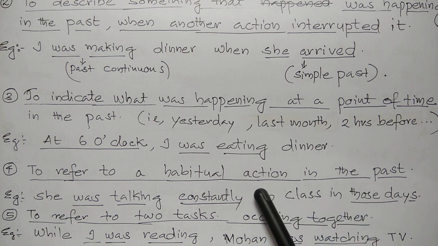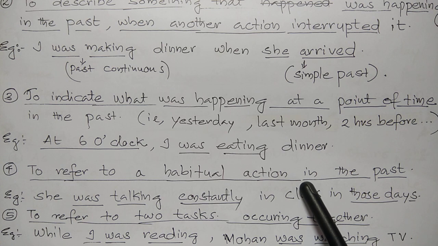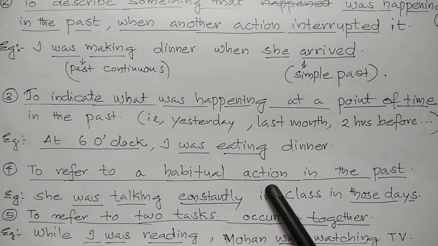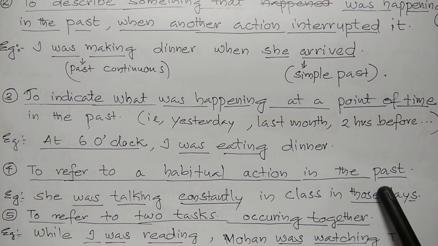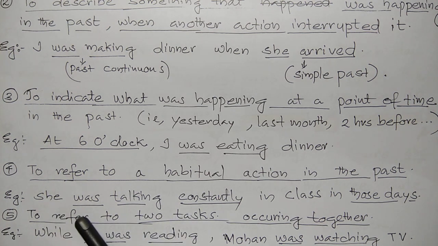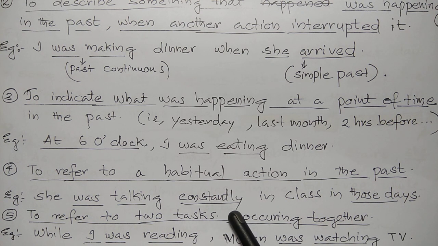Fourth one, to refer to a habitual action in the past. We saw in the present tense that to show a habitual action in the present, we use simple present tense. To refer to a habitual action in the past, here we are using past continuous tense. She was talking constantly in the class in those days. So this is telling about a past habit. See the word constantly. It shows a habit.